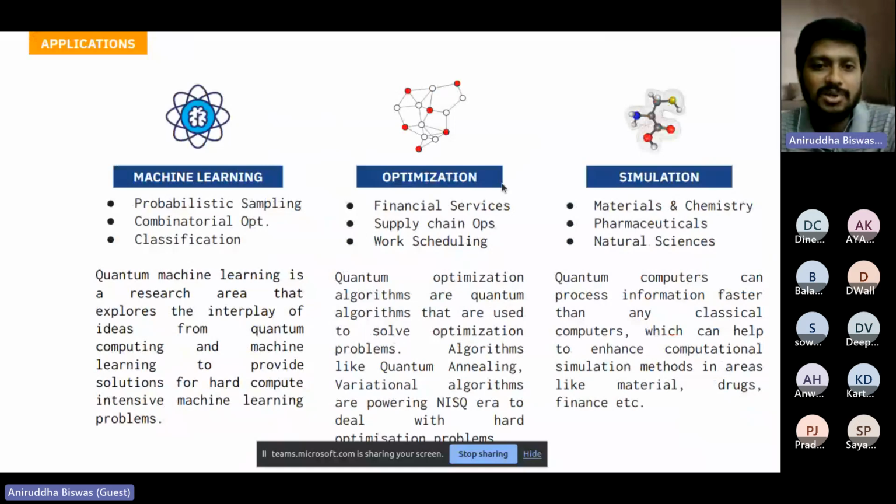Because of these things, there are places where we may find quantum advantage. Probably not right away, right now. Probably in the upcoming years, definitely we'll be getting it, as the hardware improvements are going on day by day and different architectures are coming up. So different application areas are also emerging. Mainly the three application areas you can think about when we talk about quantum computing application areas.